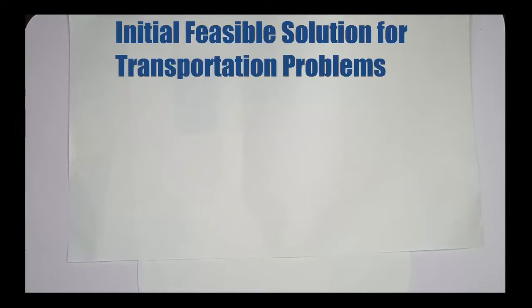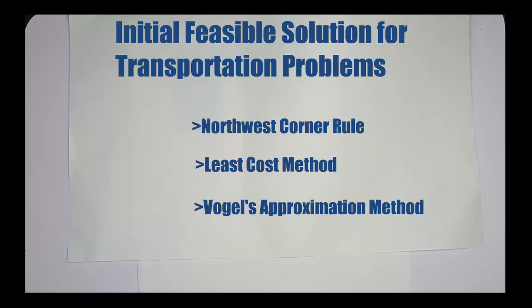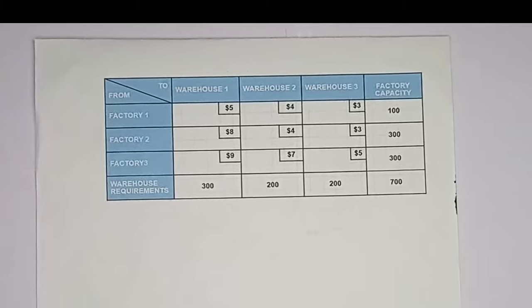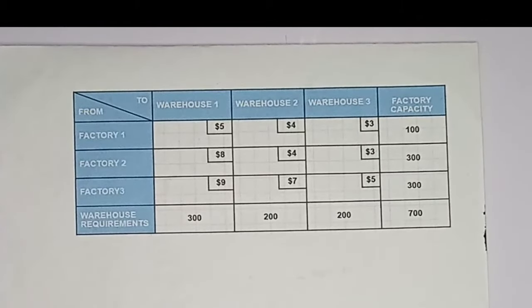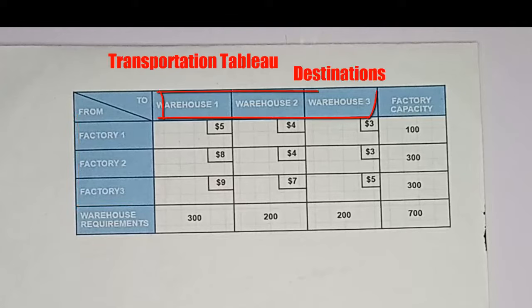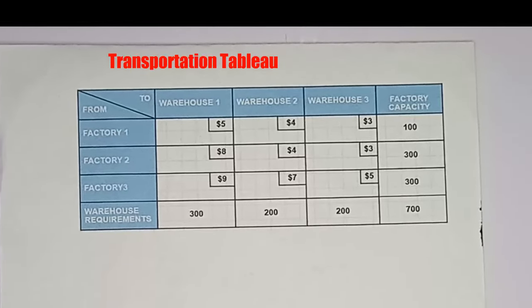In this video, I'm going to show you how to develop an initial feasible solution for transportation problems using the three methods: the northwest corner rule, the least cost method, and the Vogel's approximation method. Once the data has been arranged in a tabular form such as this, which we call a transportation tableau, we can now start setting up the initial feasible solution.